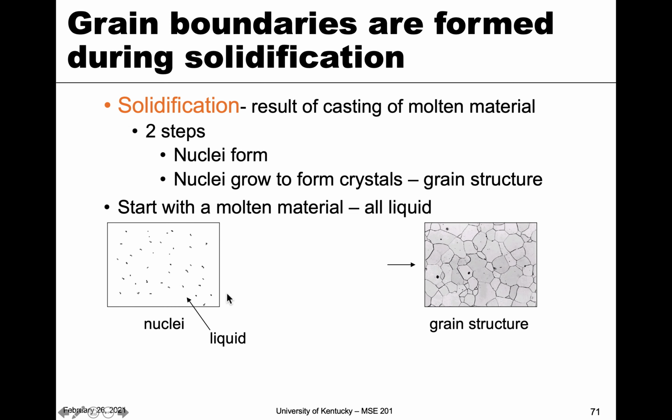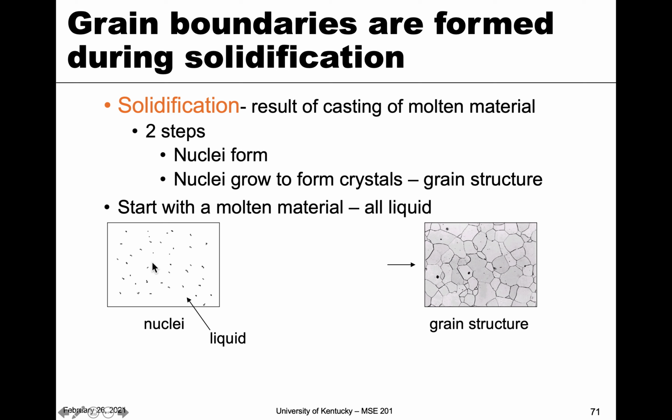To think a little more about these boundaries, we have to think about how they're formed. For solidification, if you're thinking about a liquid forming into a solid, we have a liquid, and then we form tiny little particles of that crystal, that grain. We call the very beginnings of those crystals nuclei, and these little tiny dots are the nuclei of the crystals.